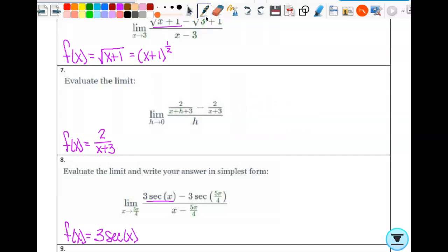Yeah. So like if I had 3x squared times secant squared, something like that, then that is a product of 2 functions there. Okay.